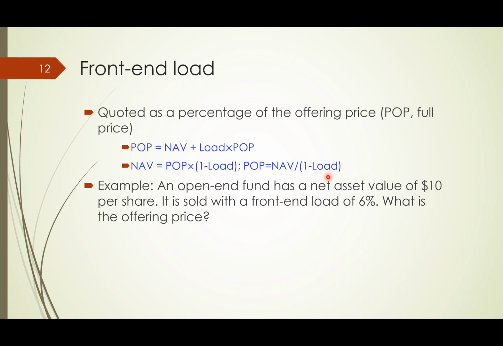For instance, if an open-end fund has a net asset value of $10, and its front-end load is 6%, what is the offering price? So the offering price, we're going to use this formula, taking net asset value 10 divided by 1 minus the front-end load percentage, we get $10.64 per share. Therefore, when we pay $10.64, $10 is invested with the fund and 64 cents is paid to the management as the front-end load.